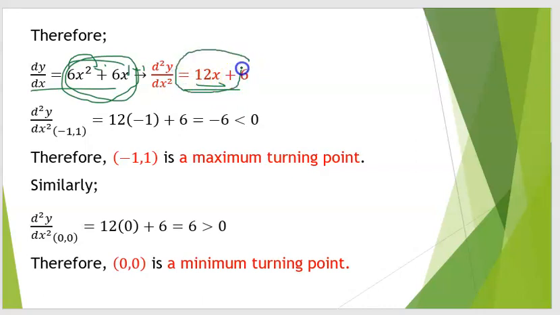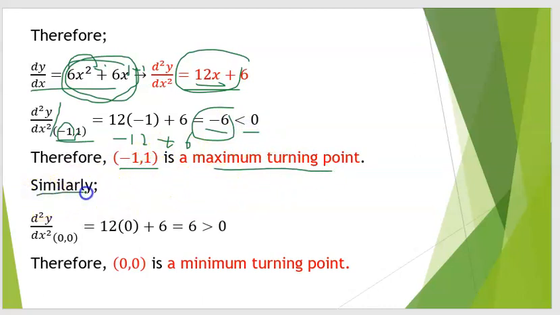Once you have the second differential, we can now start with the first turning point, -1, 1. We substitute the value of x at this particular point, that is 12 into -1 plus 6, which will be -12 plus 6. If you take -12 plus 6, that gives you -6. And -6 is less than 0. Therefore, this particular turning point is a maximum turning point.